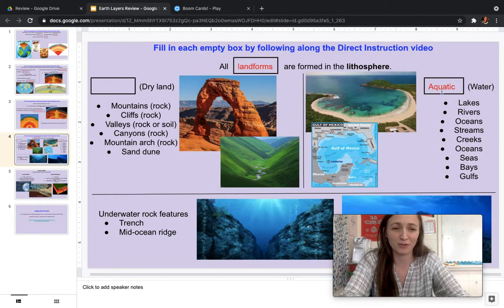They have that same first couple of letters. So they're both dealing with things in the water, right? So these are your lakes, rivers, oceans, streams, creeks, seas, bays, and gulfs. So a bay is kind of like a gulf.